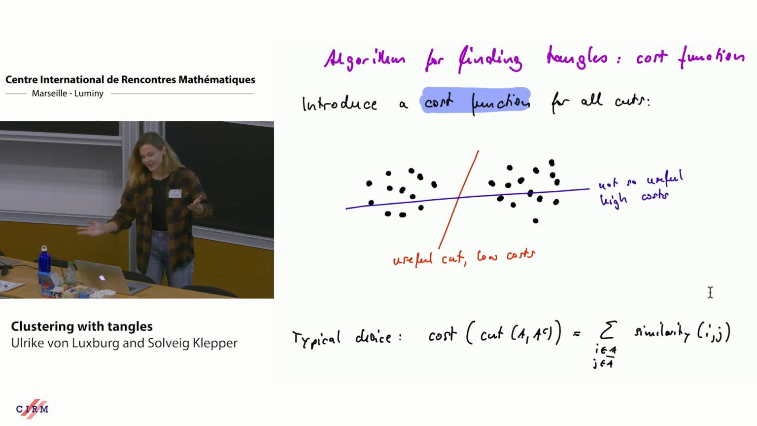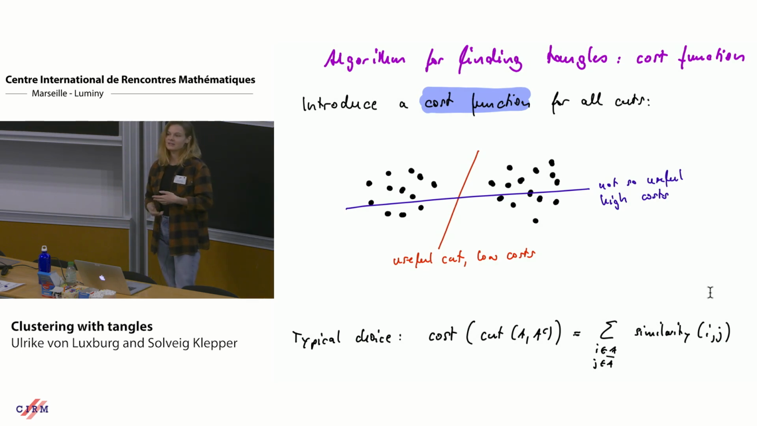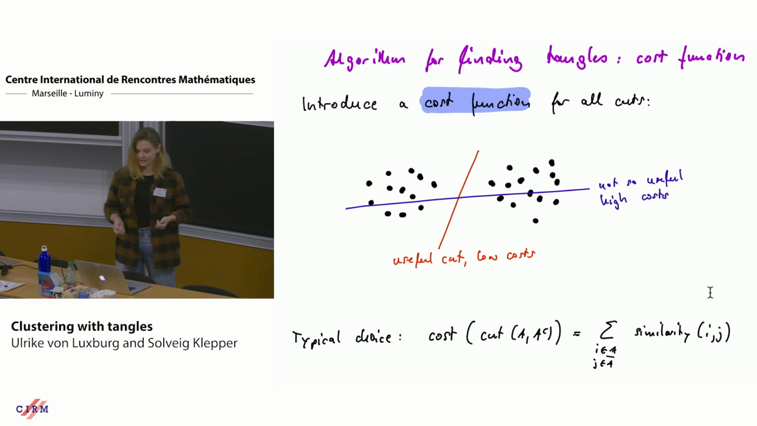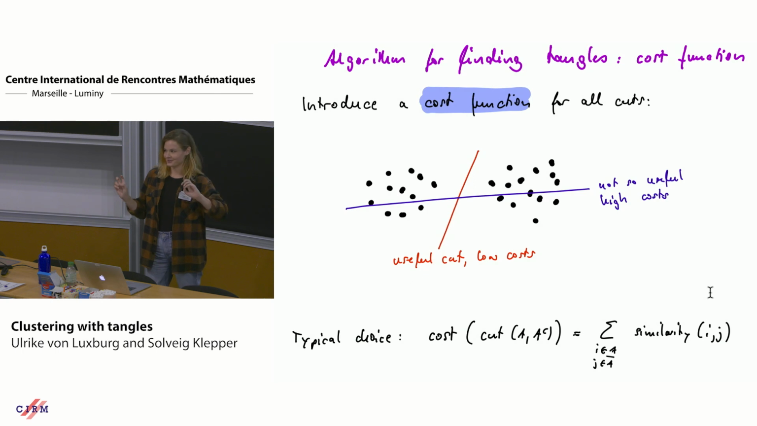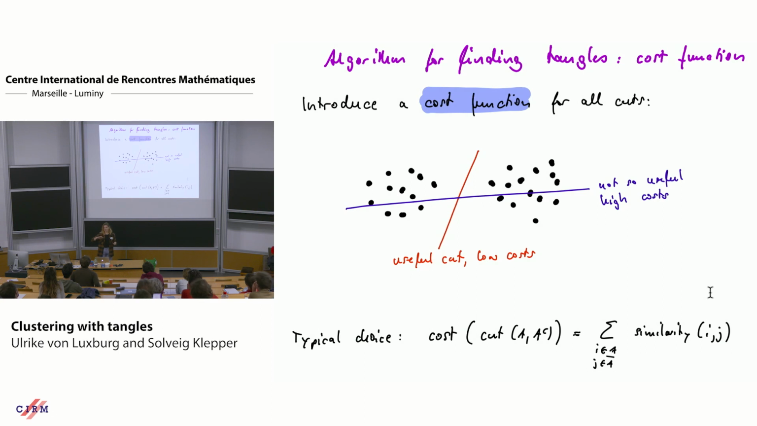Okay, so if we want to order our cuts by usefulness, we need some measure to order them, and we introduce a cost function. I think the intuition is relatively clear. We think cuts are useful or good if they separate dissimilar objects, and we think they're not that useful if they separate similar objects. Like the blue bipartition, no matter which direction we would orient it, it will give us barely no information about the cluster structure.